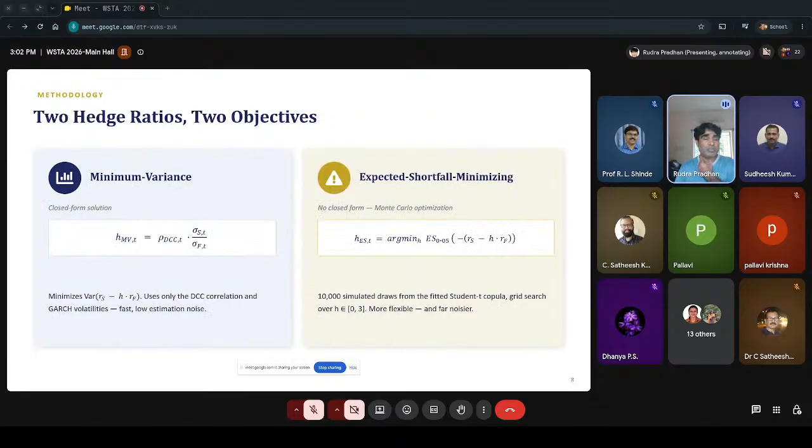So basically, I have already mentioned the whole idea is to minimize the variance vectors, or to minimize the error. The moment you go for minimizing error, the variance will be required to differentiate the particular process. That is one side of the framework, and the other side is the expected shortfall minimizing structure, and that's basically a Monte Carlo optimization process. And we have gone through 10,000 simulated draws from the repeated Student-t copula, with grid search, in fact more flexible and noisier.